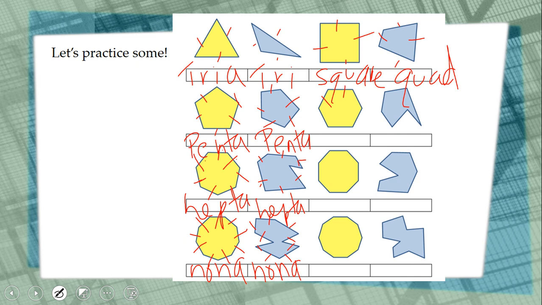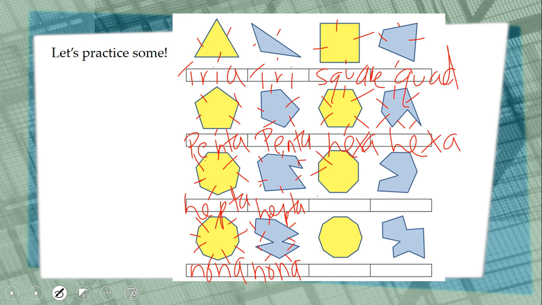So the next one, 1, 2, 3, 4, 5, 6. What's the name of a 6-sided shape? Hexagon. And then let's check if this one, which is an odd shape, 1, 2, 3, 4, 5, 6. That one's also 6 sides. So that is also a hexagon, okay? Hopefully you guys are getting the hang of it.